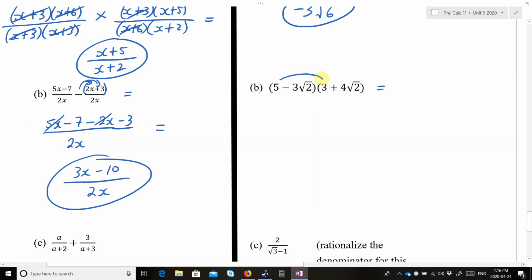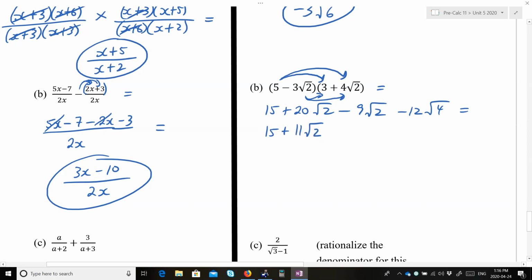Over here, simplify this. We would have 15 plus 20 root 2 minus 9 root 2 minus 12 root 4. So it's 15 plus 20 root 2's take away 9 root 2's is 11 root 2 minus 12 times the square root of 4 is 2, which becomes 24. Okay, so then we'll have positive 11 root 2, and 15 take away 24 is minus 9.